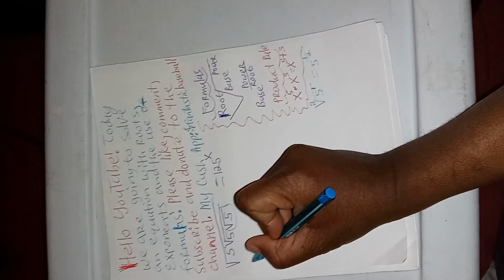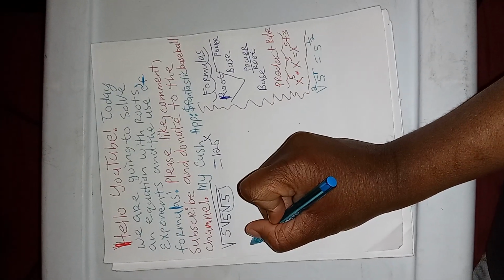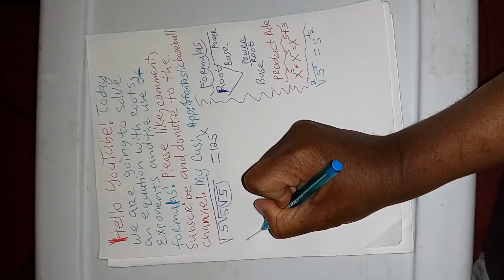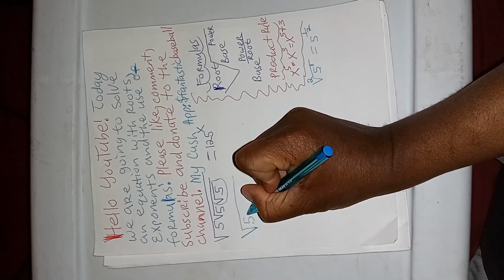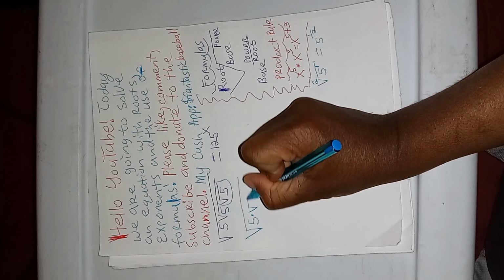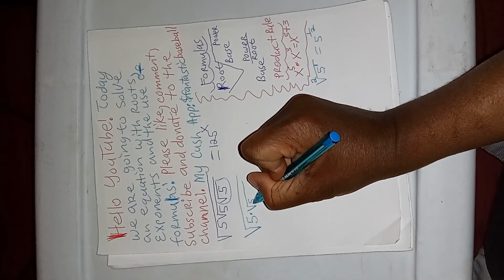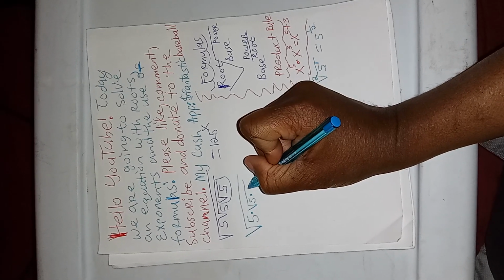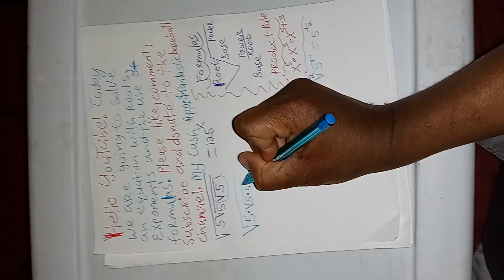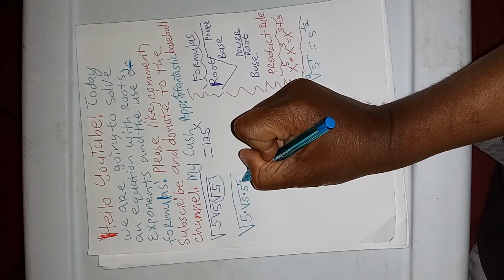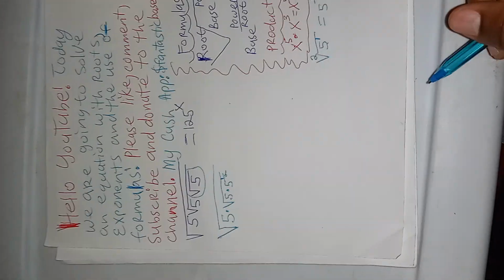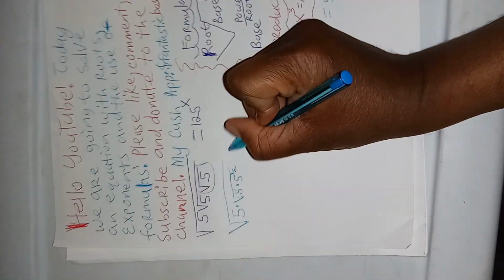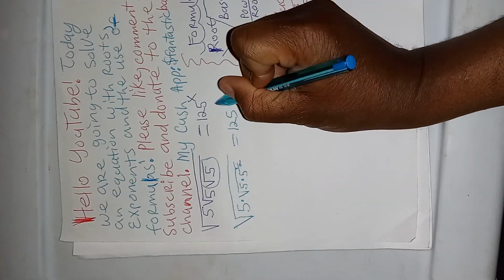So let's rewrite this equation now. So, square root of 5 times the square root of 5 times 5 to the 1/2 power. Let's have that marinate there. Is equal to 125 to the power of x.